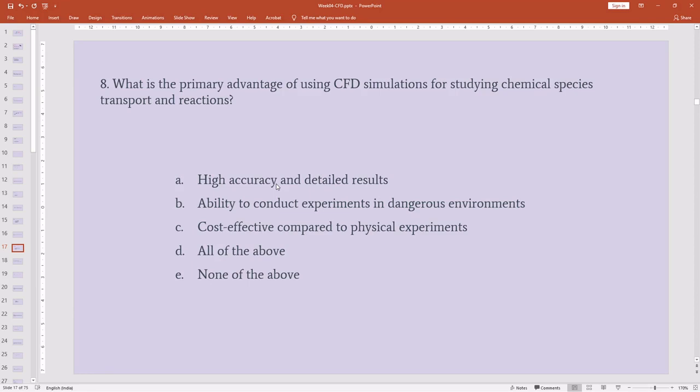Next question. What is the primary advantage of using CFD simulation for studying chemical species transport and reactions? Options: A, high accuracy and detailed results. Option B, ability to conduct experiments in dangerous environments. Option C, cost effective compared to physical experiments. Option D, all of the above. Option E, none of the above. You can inbox your answers. It's not a simple question.